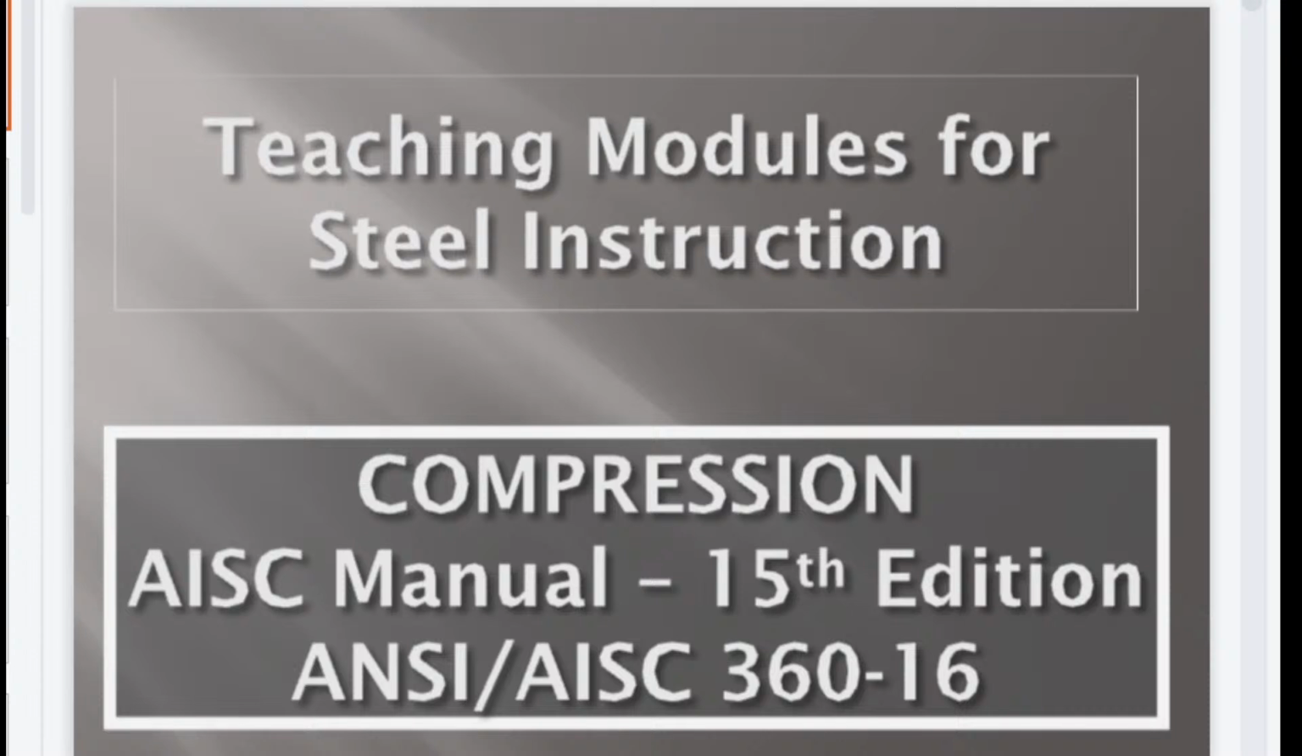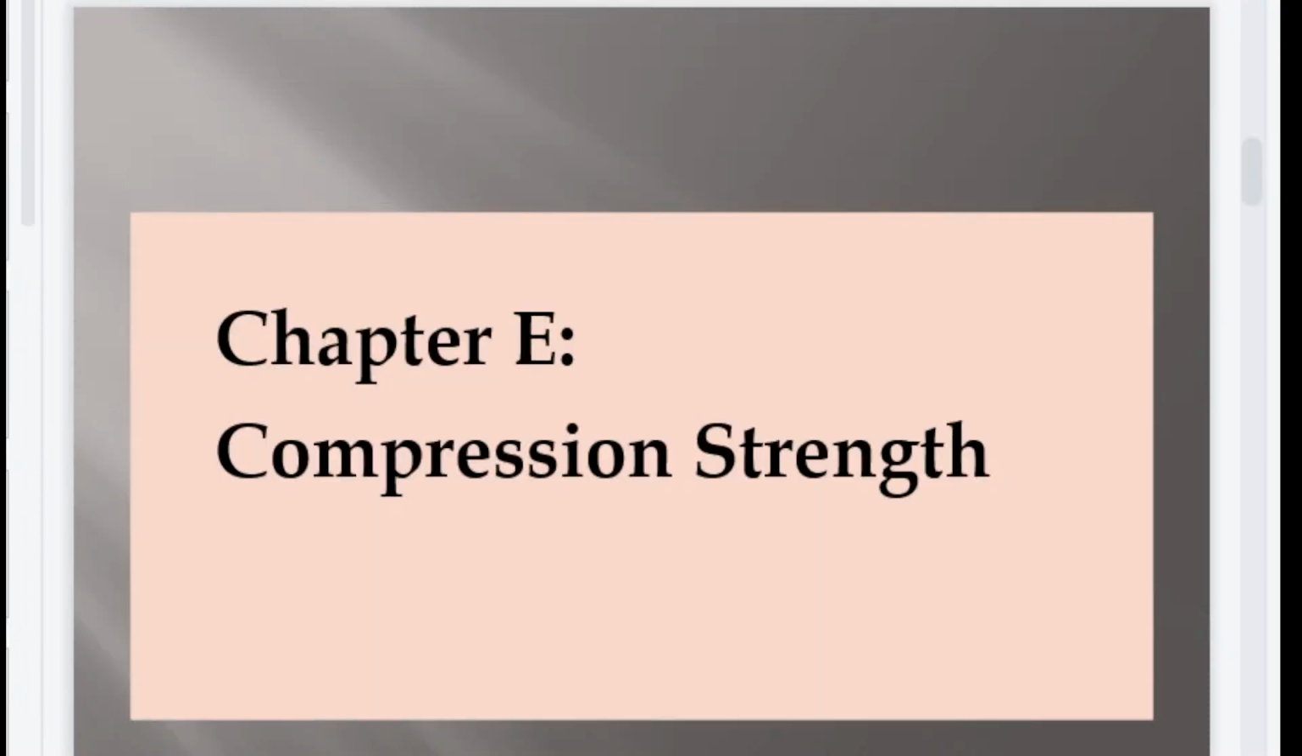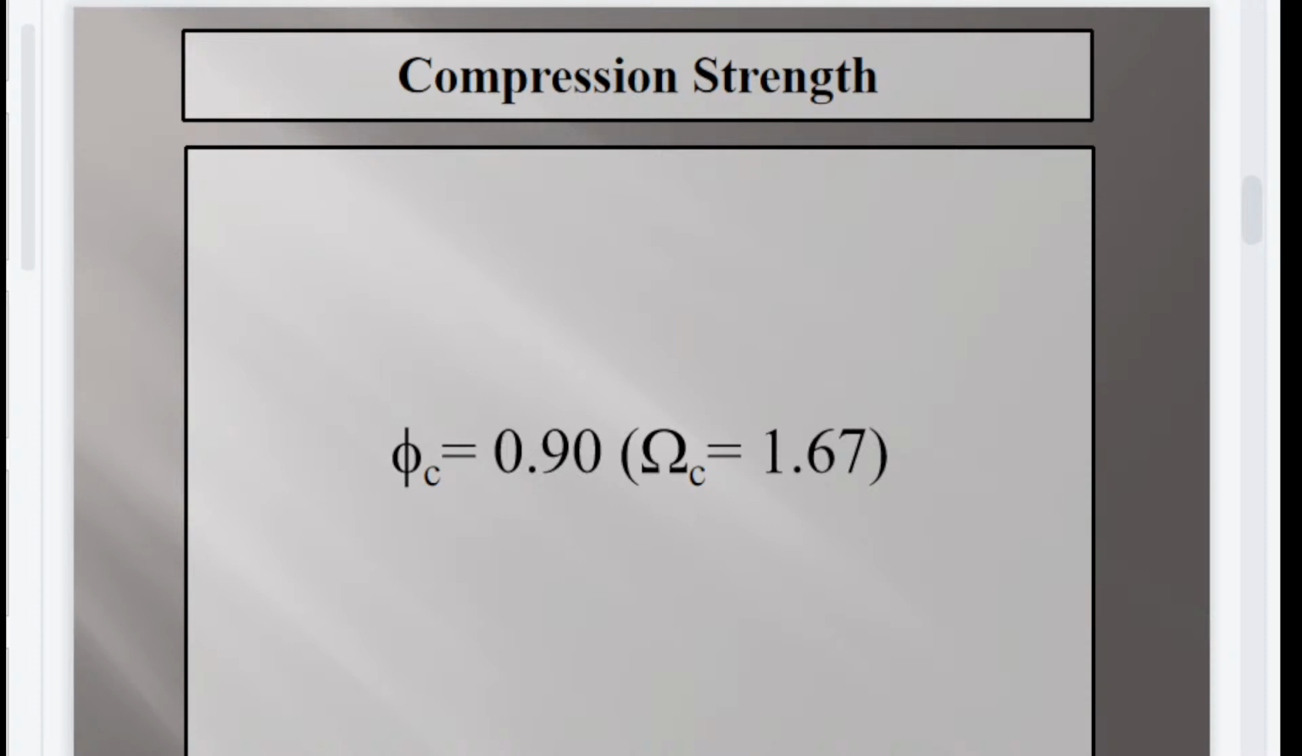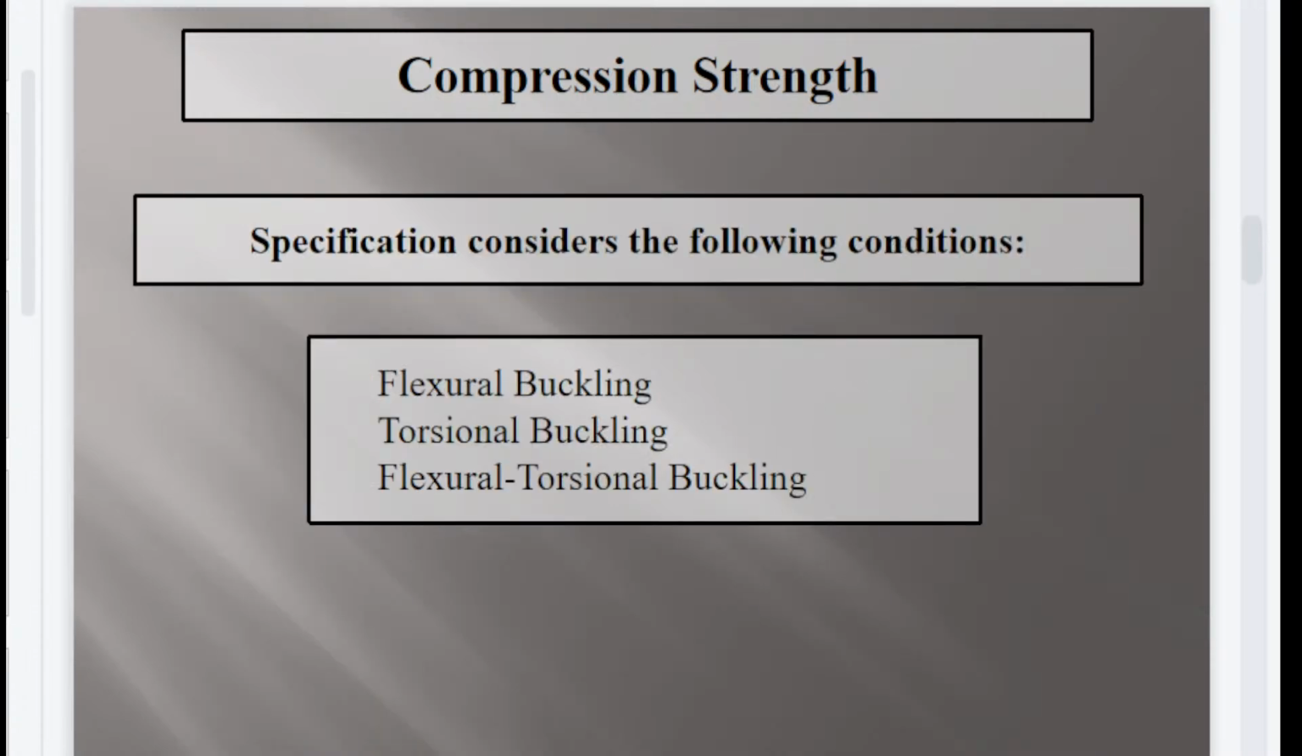So here we will have the global buckling slenderness and compression strength. Here the code gives us the compressive resistance factor, phi sub c, equal to 0.9 for LRFD. Of course, the factor in ASD is 1.67. We already know that.